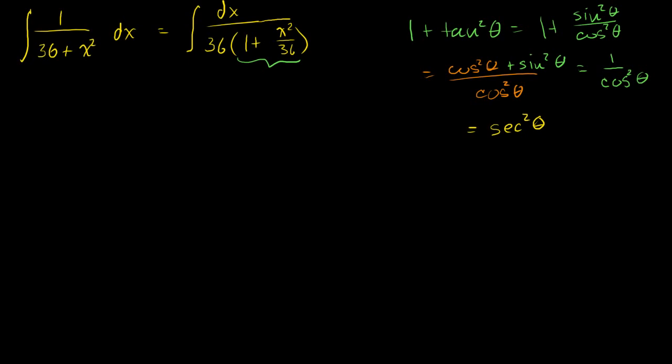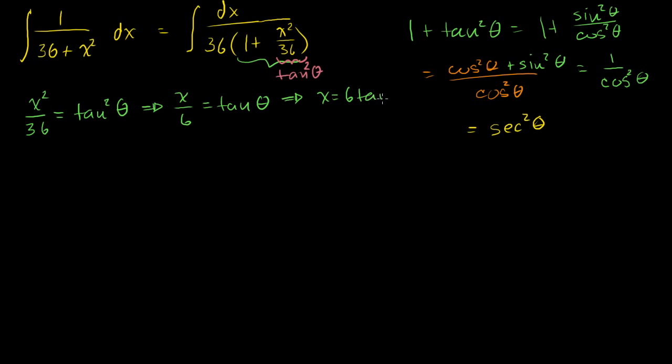So if we make the substitution, if we say let's make that thing equal to tangent squared of theta, then this expression will be 1 plus tangent squared of theta, which is equal to secant squared. And maybe that'll help simplify this equation a bit. So we're going to say that x squared over 36 is equal to tangent squared of theta. Let's take the square root of both sides of this equation, and you get x over 6 is equal to the tangent of theta, or that x is equal to 6 tangent of theta.